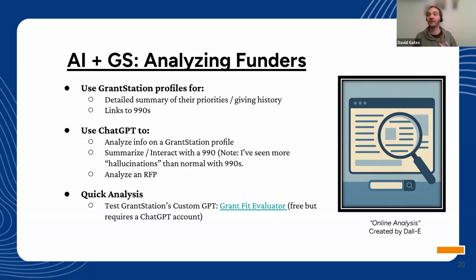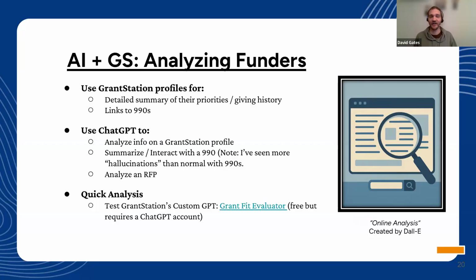As we saw when we briefly looked at that funder profile, there's a lot of information about that foundation: where they've given, how much they've given, what their priorities are. It had links to their 990s. All of that can be used to really analyze that funder and find some of that information that Alice just talked about. You can then use ChatGPT to analyze info in a GrantStation profile.